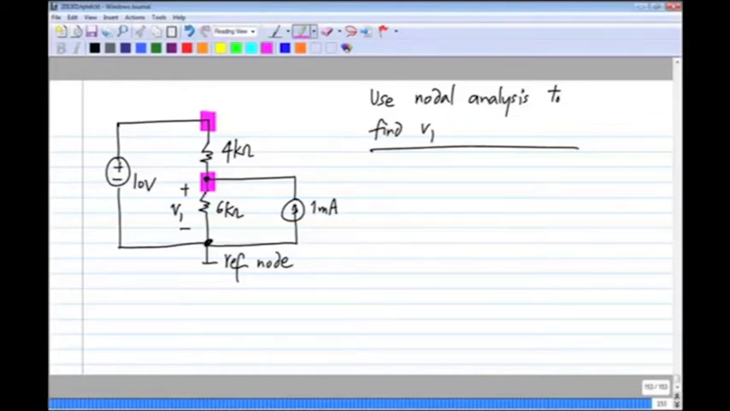I hope the question is clear. All I am asking for is this value of V1, and just do it by nodal analysis by writing the KCL equation at this particular node. Okay.